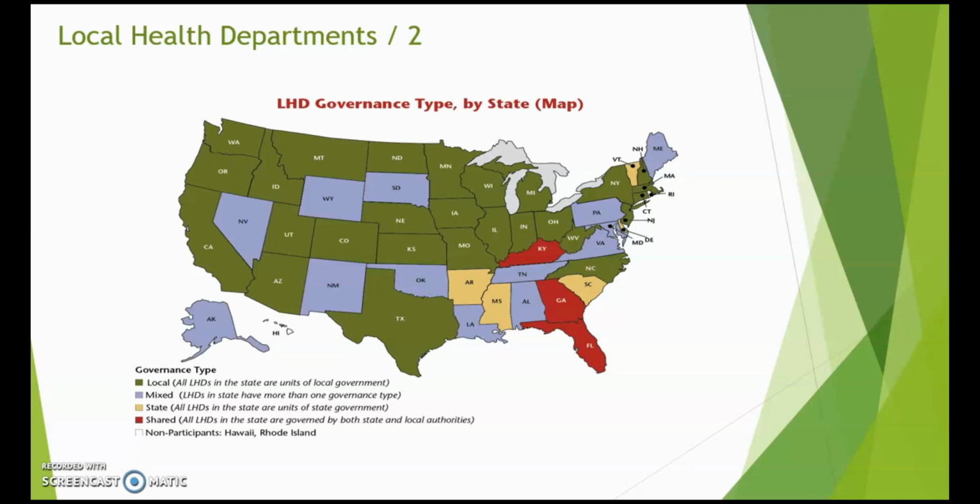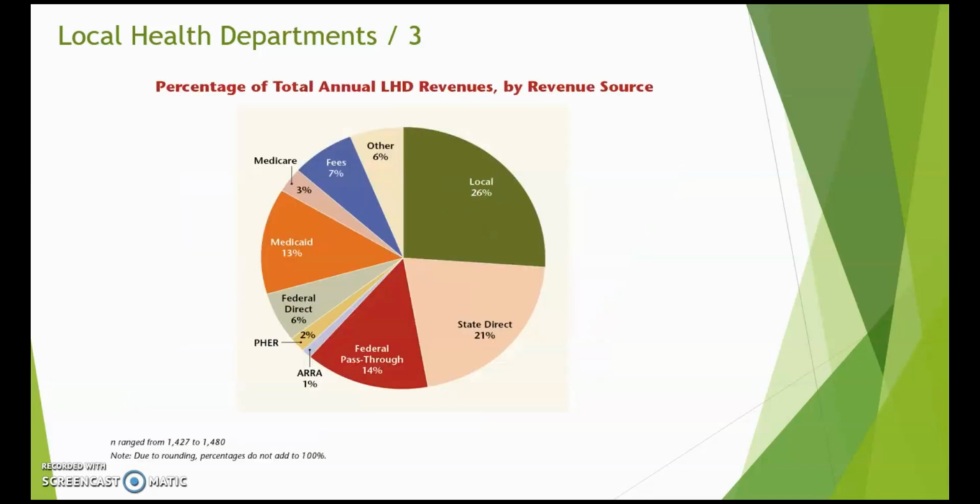All right, so local health departments governance type by state. Now we are here in Vermont, so you can see here everything in Vermont is state, similar to what you can find as well in Arizona, etc. And in red you have shared, Kentucky, for instance, and Florida, Georgia. And the rest is a mix between local. All LHDs are in the state or units of local government, and mixed LHD in state have more than one governance type. So this is just to give you a general overview of how the structure is subdivided in terms of local health department by each state in the mainland.